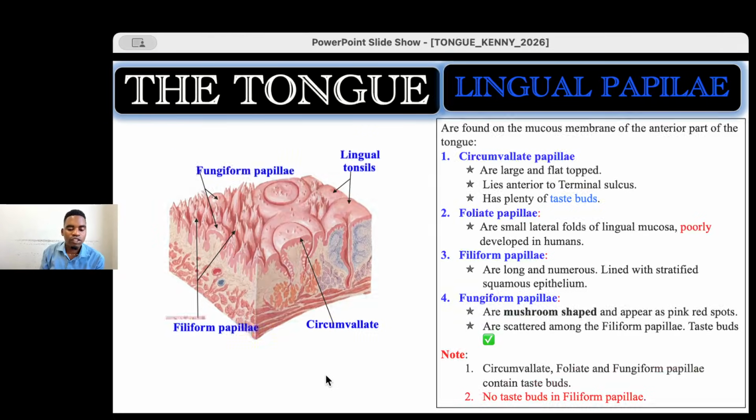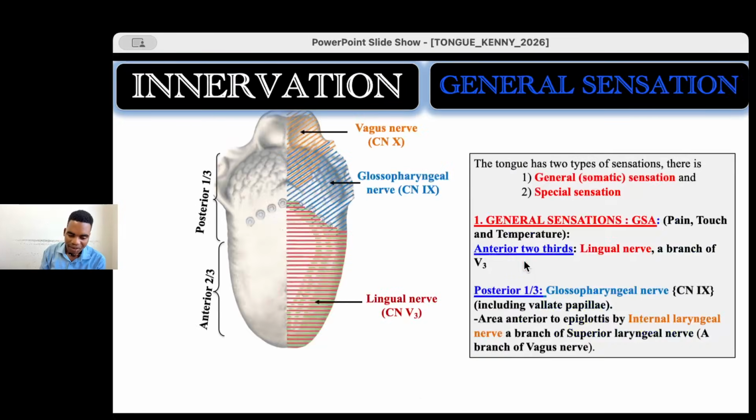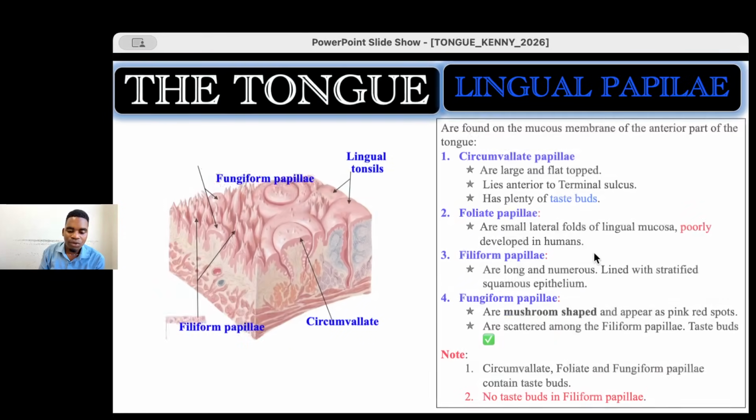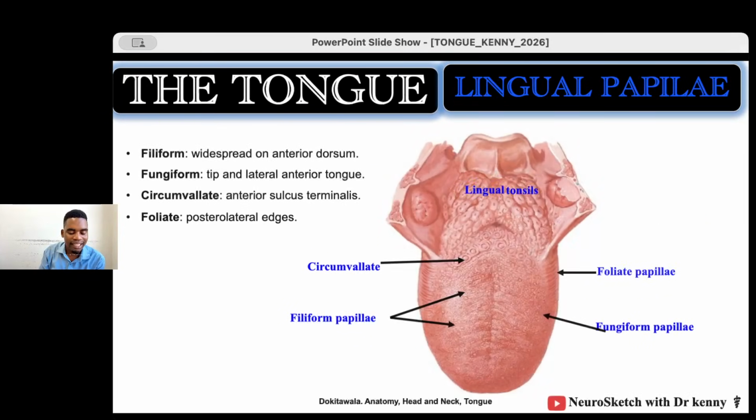Where are the locations of this papilla? Well, the circumvallate ones, they are limited. Let me take you back here. The foliate papilla are poorly developed in humans. But of these which are found in humans, the circumvallate, the filiform, and the fungiform, the circumvallate is less abundant. We have few of them, and they are counted in humans. We have like 8 to 12 of these circumvallate papilla.